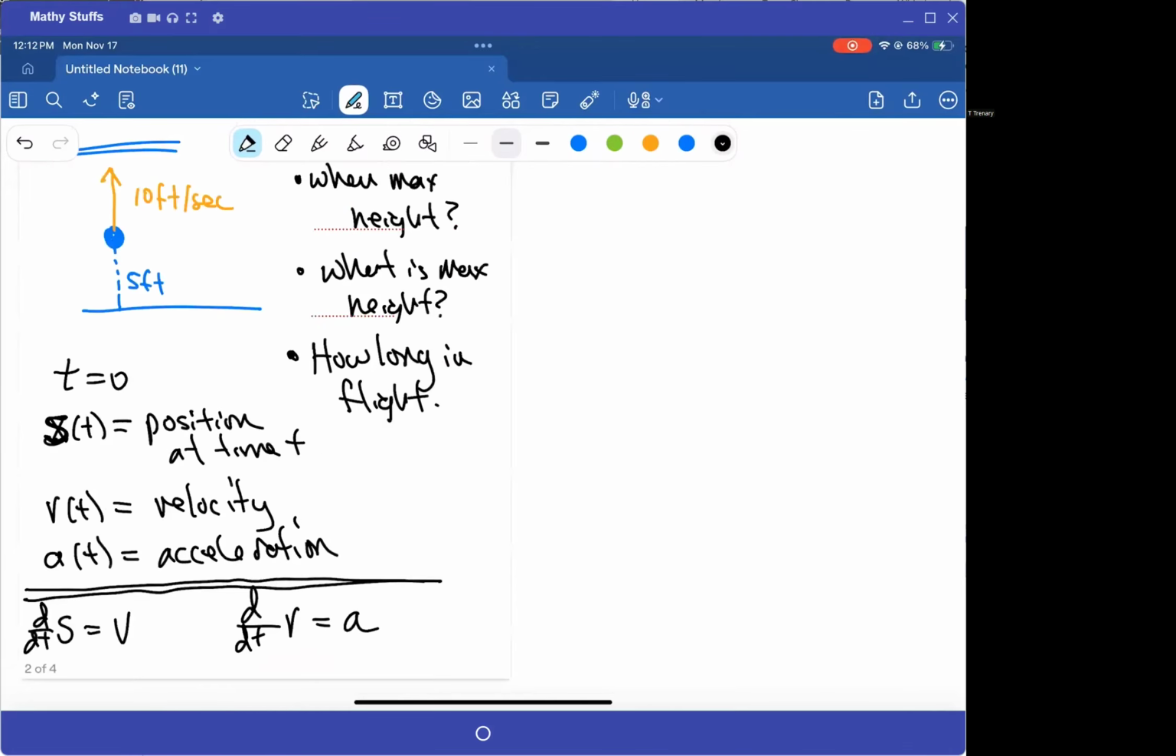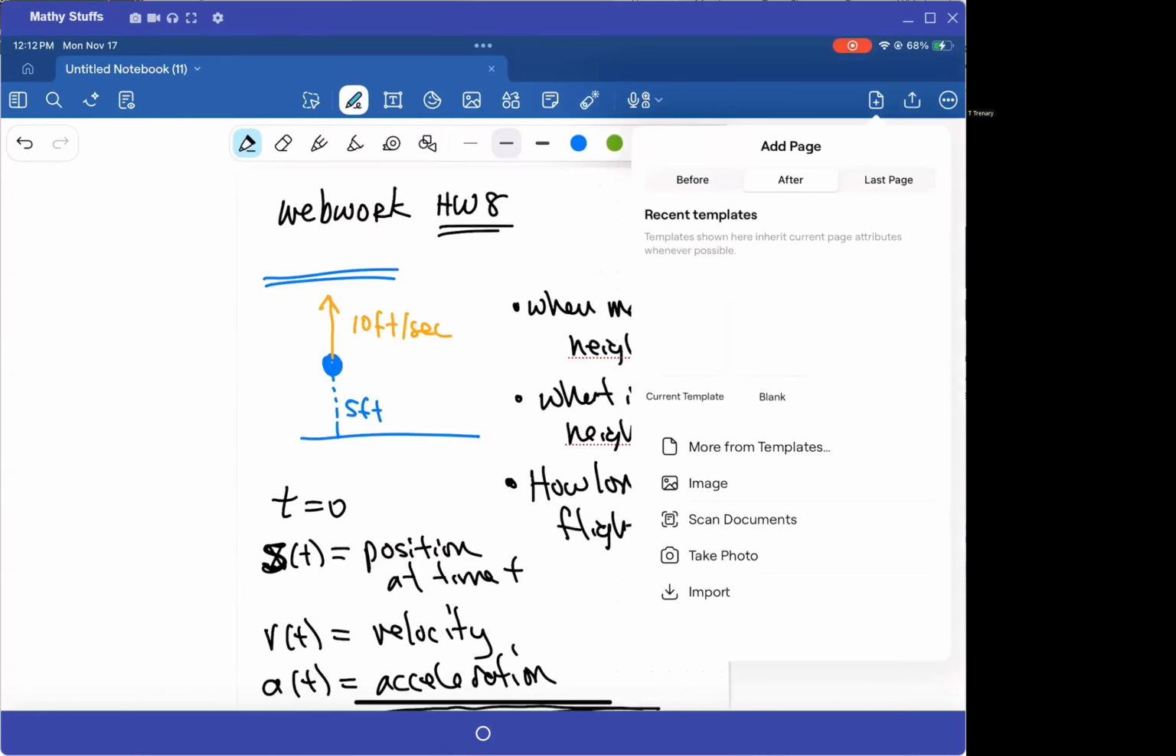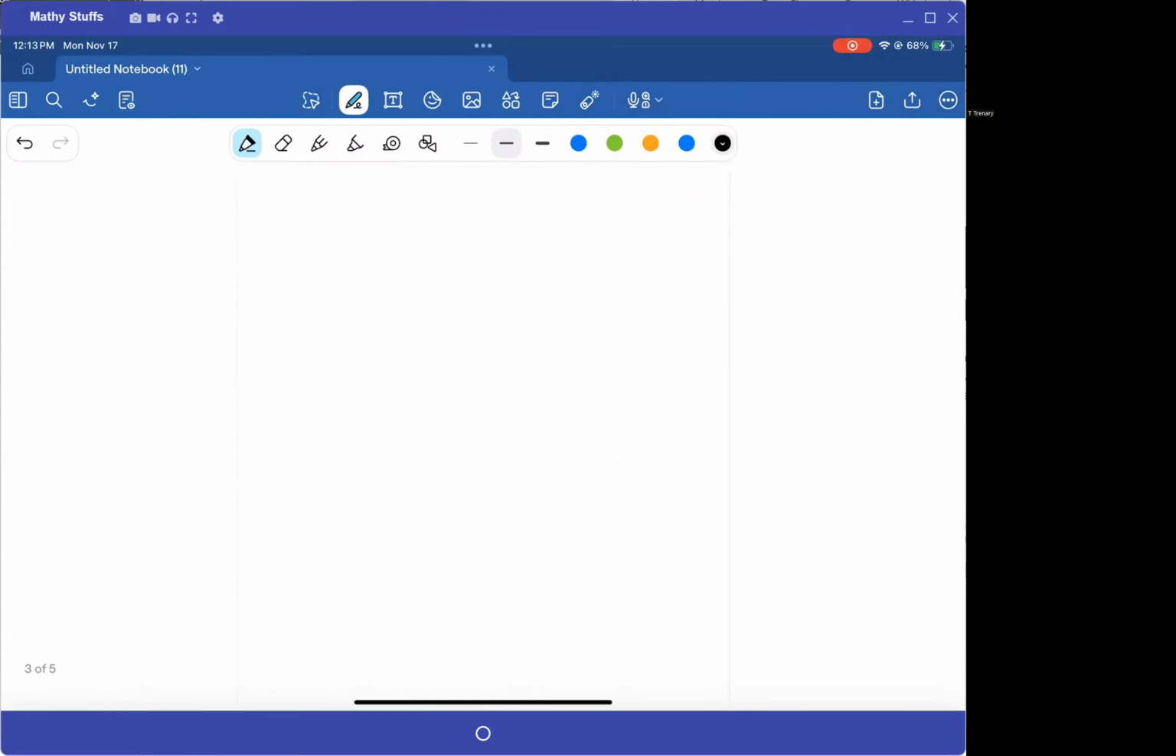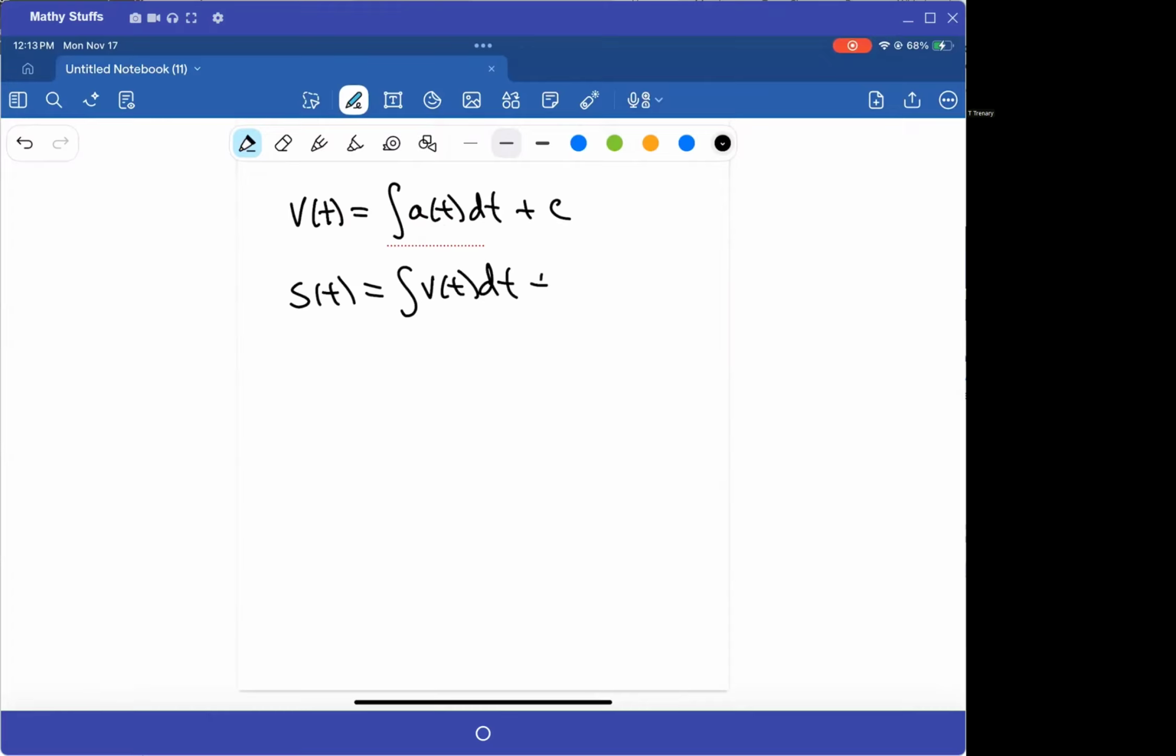In terms of the language we're using now, antiderivatives and integration, we could say this a different way: the velocity is the antiderivative of the acceleration, plus some constant, and the position is the antiderivative of the velocity. These c's are not the same. This one is going to be our initial velocity. This one is going to be our initial position, or height.